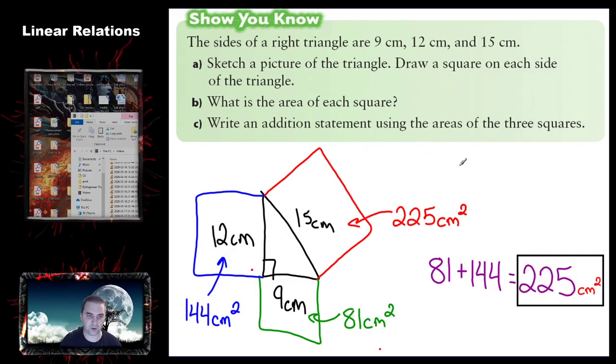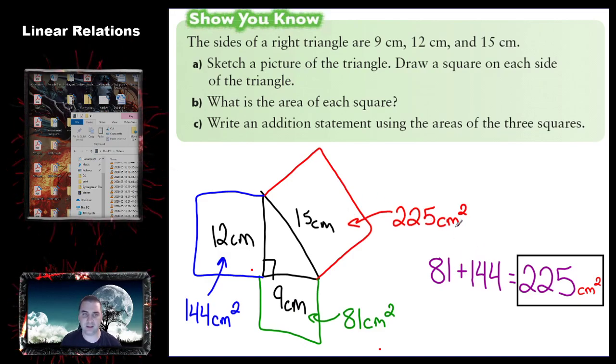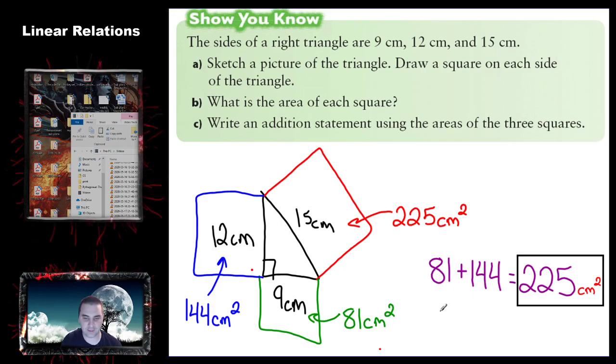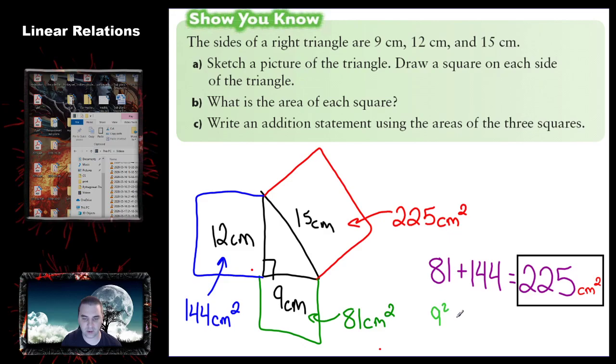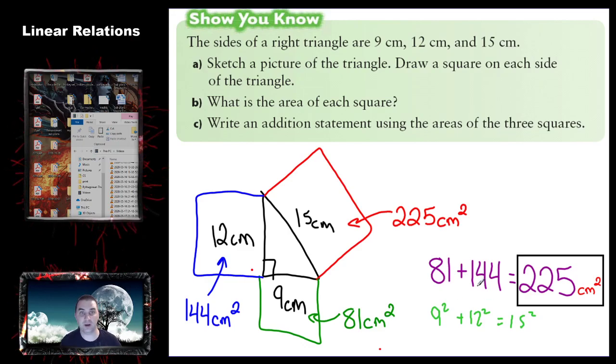I probably should have told you to pause the video, but here we go. 12, 9, and 15, as I wrote there, I did the squares. 12 squared is 144, 9 squared is 81, 15 squared is 225, and the addition statement I was talking about before is 81 plus 144 equals 225. It would also be appropriate to write 9 squared plus 12 squared is equal to 15 squared. It's really the same thing. It's just that in the other one you actually did the squares.